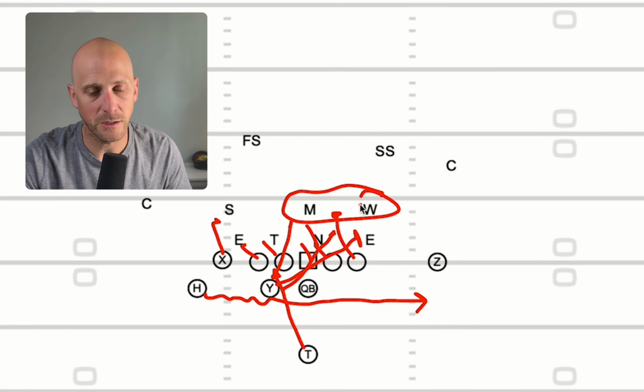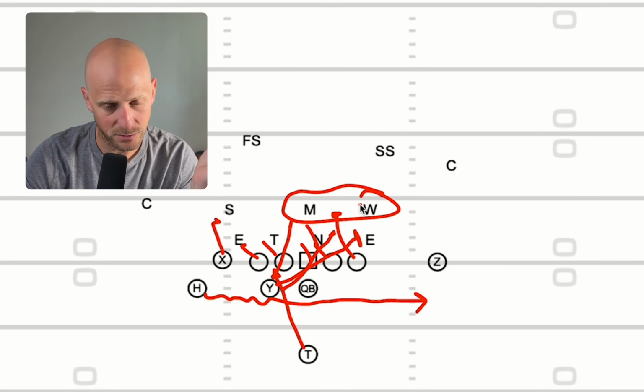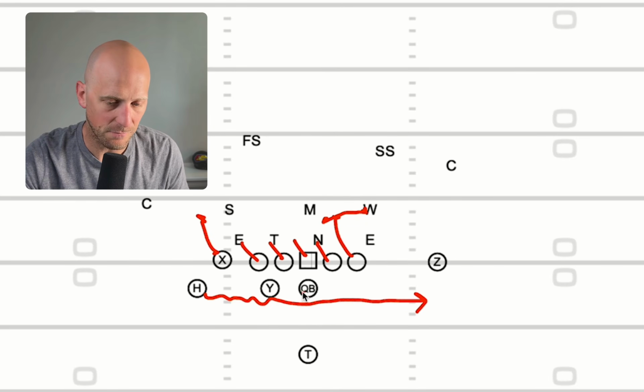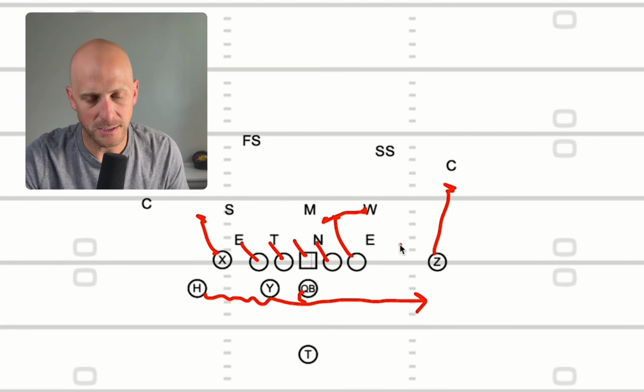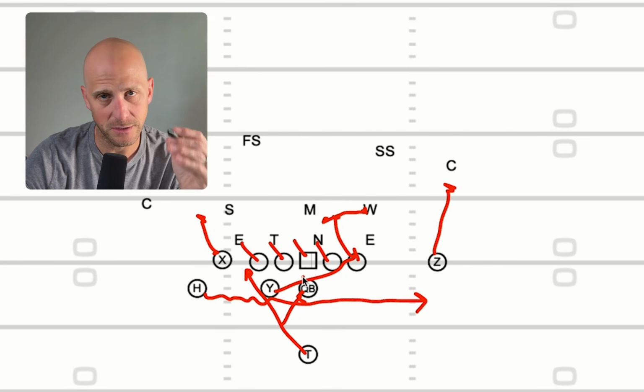These backers here have to deal with both the wide zone to the left and the jet sweep to the right. So if this Will isn't biting and he's playing the zone, we can go ahead and call the give here. So the quarterback will turn and give to the H, the Z will lead block, and we'll still get the split zone action, and the quarterback and the tailback will fake that. So now you've got two horizontal plays going in the opposite direction for the defense to deal with.